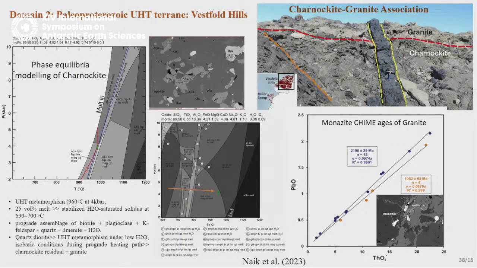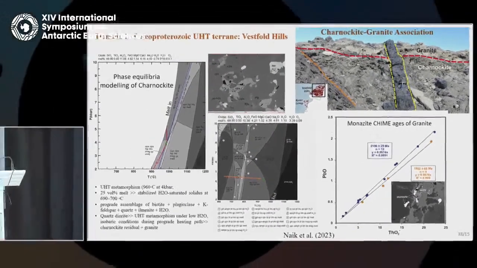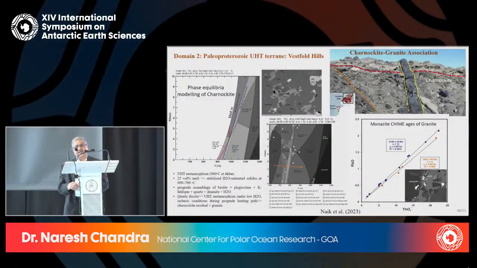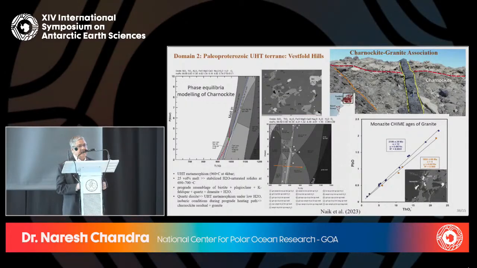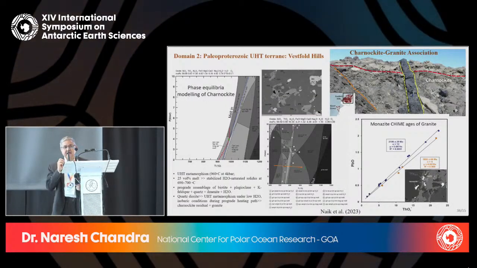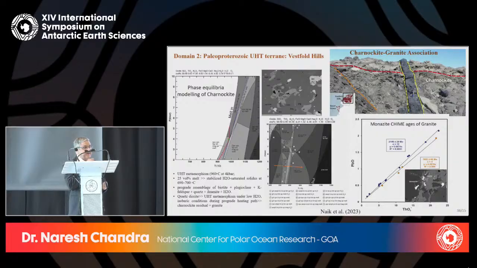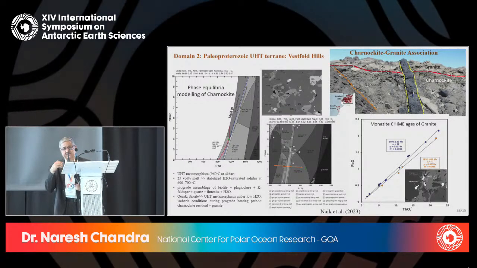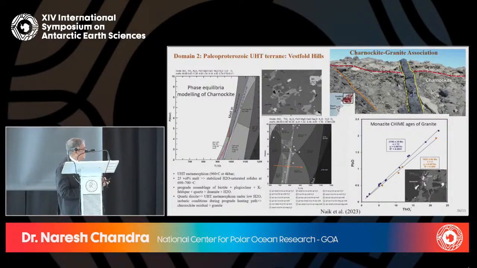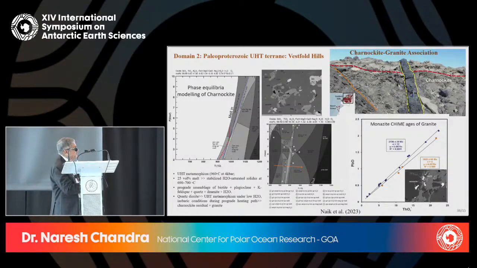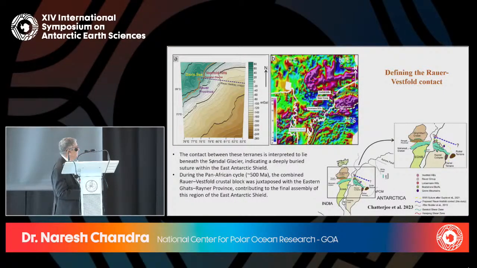Then I come quickly to domain 2, that is the Westfold Hills, which is a very well-known Archean terrain. But here also we found, through modeling, the conditions which were ripe for melting of charnockites, which takes place at high temperature, again an ultra-high temperature event, and generation of granites. And that granite we dated, and it comes to be Paleoproterozoic age or a younger age. So this happened around 2200 million years ago.